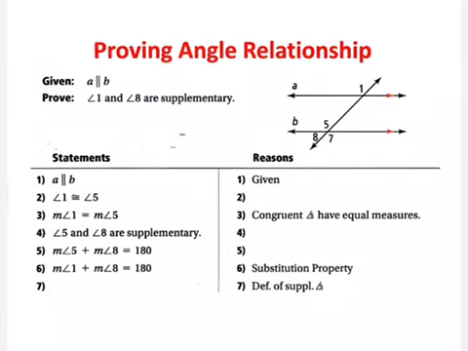Here we want to prove angle relationships. They've given us that A and B are parallel. We can see that from the diagram as well as the statement. And we want to prove that 1 and 8 are supplementary.